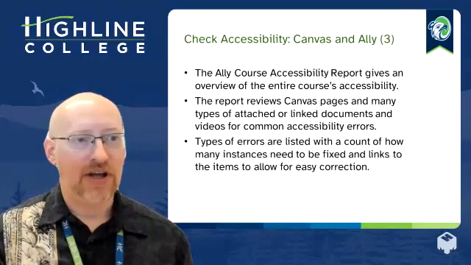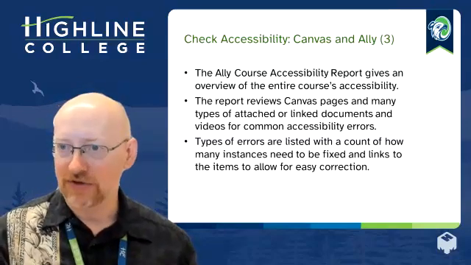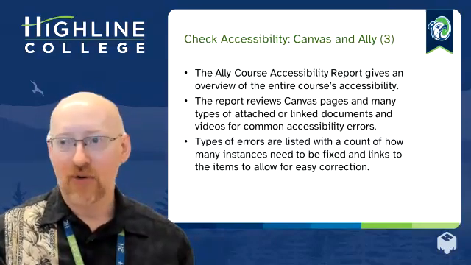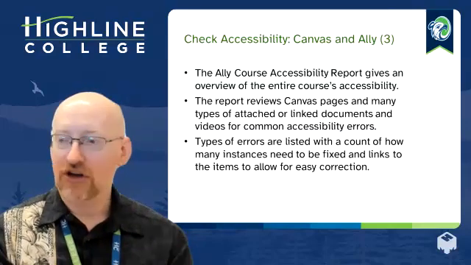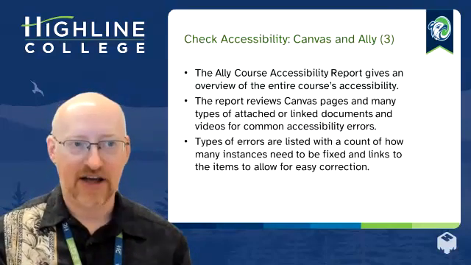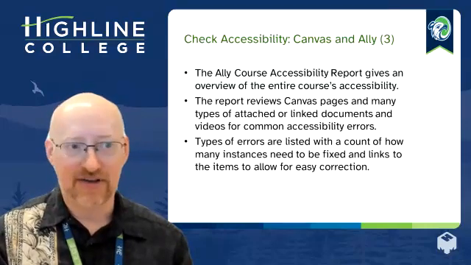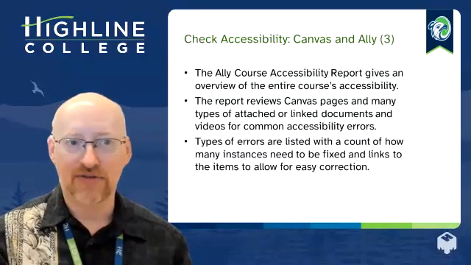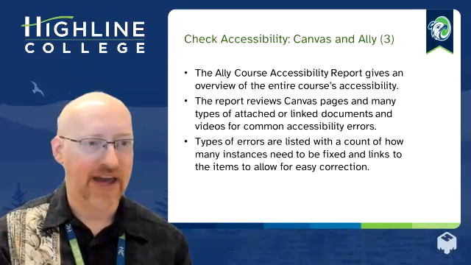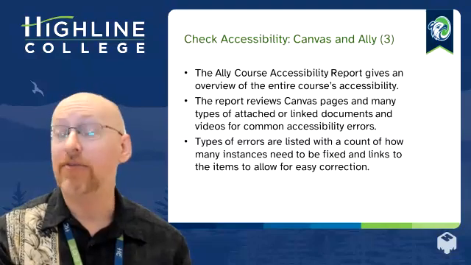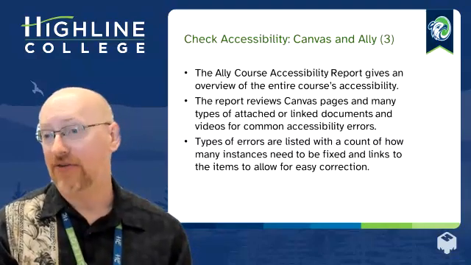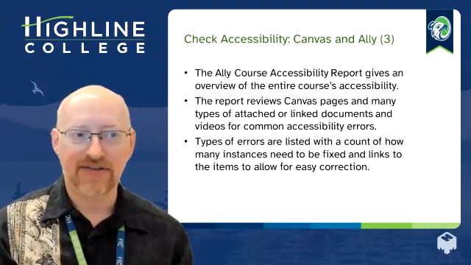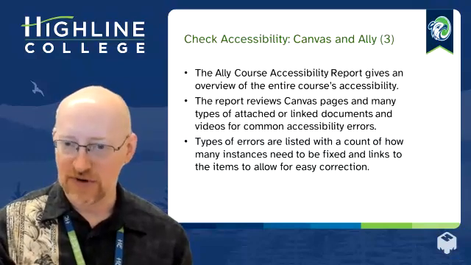As I mentioned a moment ago, there's also a course accessibility report, which will give you an overview of the entire course's accessibility. That report goes through every page in your course. It'll look at any attached or linked documents and videos and look for common accessibility errors, like PDFs that aren't accessible, videos that don't have captions, and images without alt text. It'll find those for you, give you a list of the types of errors and a count of how many instances need to be fixed, and link you directly to them so you can work your way through the course to improve the accessibility.